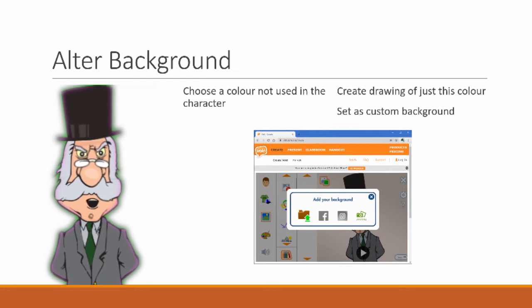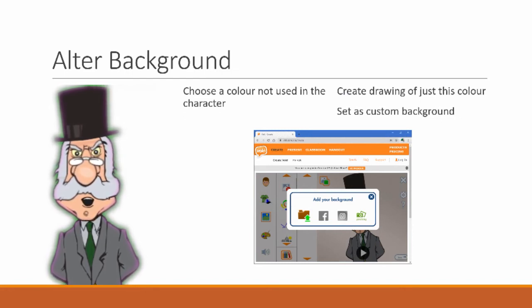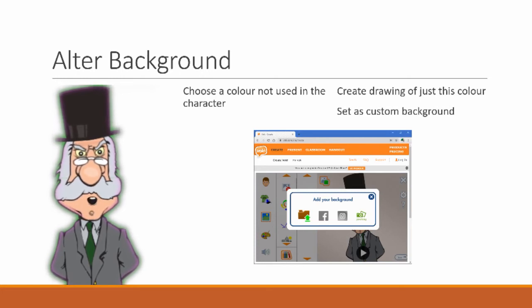After I'd created the character, what I've done is I've worked out a colour that's not used in the picture of the character, and then I've created a drawing just of this colour and set that as the custom background. This creates the green screen effect, which I'm going to need when I edit the videos later.